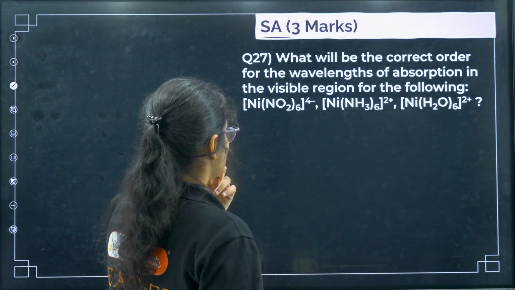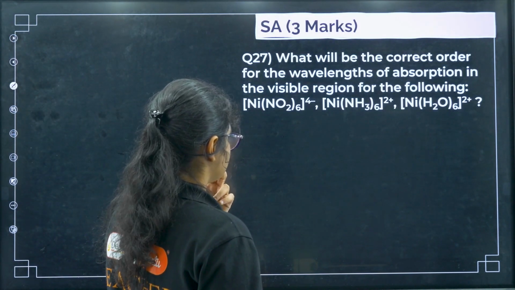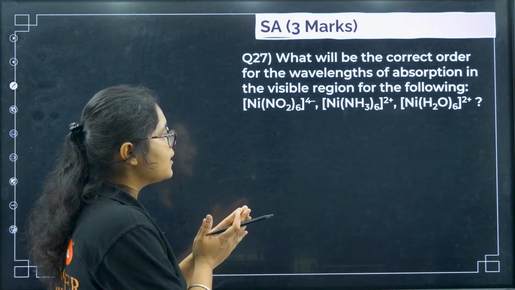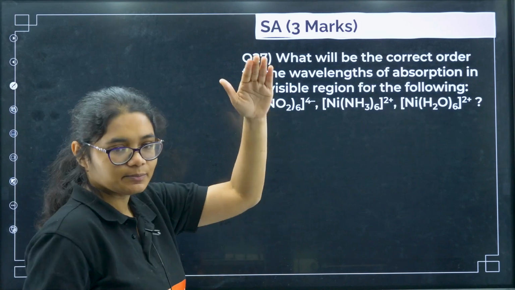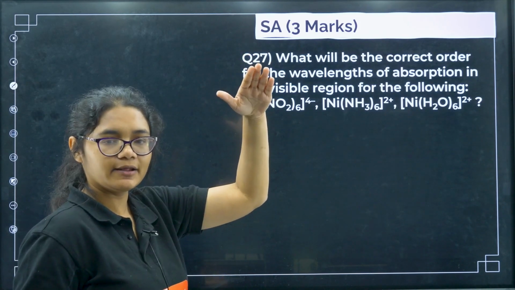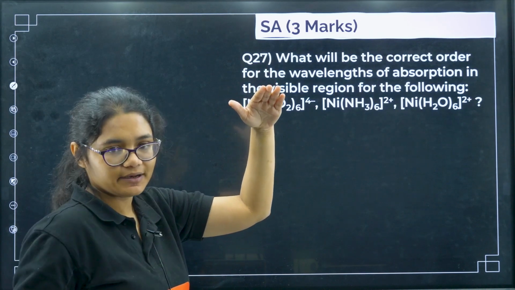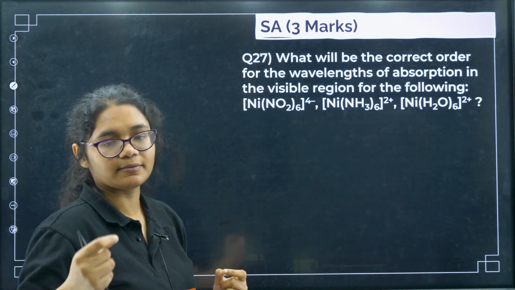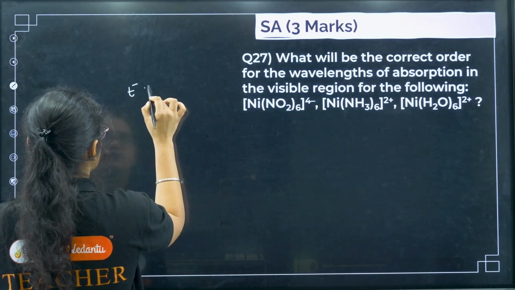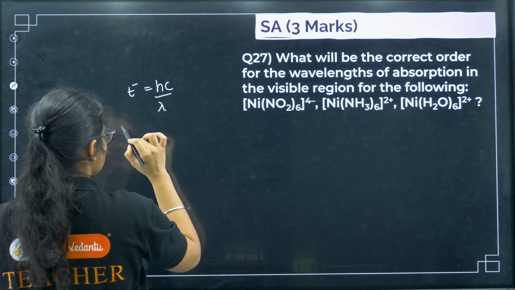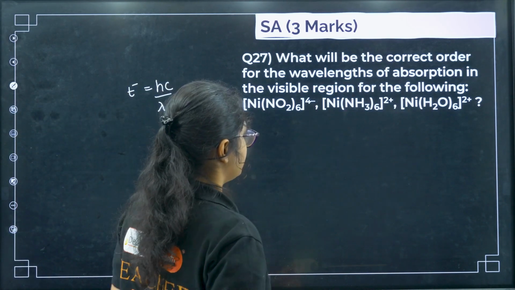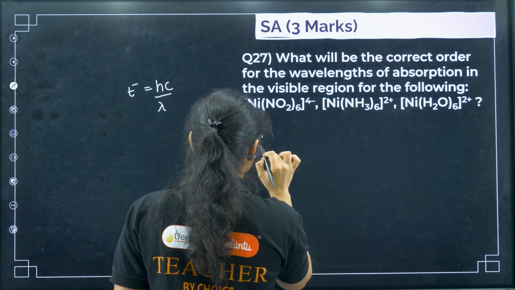Now, what will be the correct order of the wavelength of the absorption in the visible region of the following? Now, wavelength of the absorption. See, the more the splitting, if the splitting is higher, energy will be higher, right, and the wavelength will be lesser because energy is inversely proportional to wavelength. So, E is equal to hc by lambda. Now, if I say where the splitting will be higher, NH3 is the strongest ligand here, so the splitting order will be what?